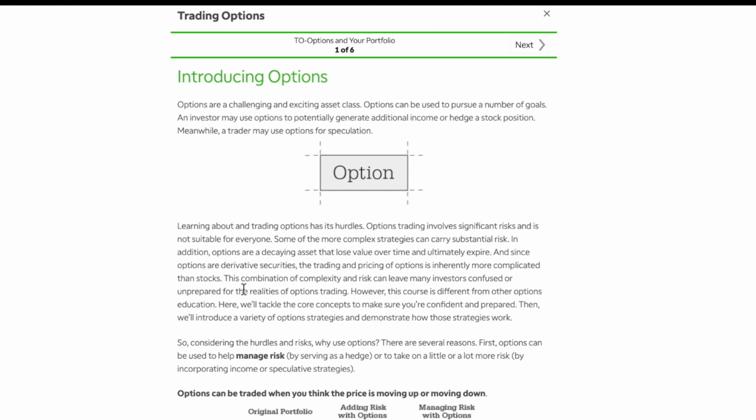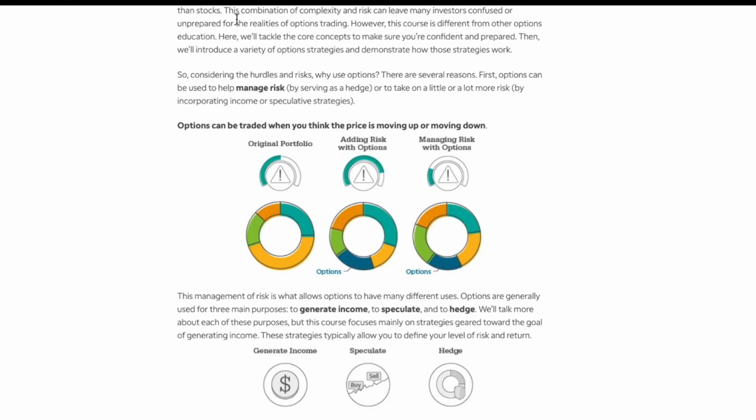And options are also a derivative security. So stocks are a security, and a derivative security means that it relies on something else. While if you're trading stocks, you see the price, you understand this is the price of the stock. When you see options, the pricing is a lot more complicated because there's a lot of factors at play, including the price of the stock and other extrinsic factors. It's confusing. So this is also another reason why you shouldn't just jump into it without understanding what you're getting yourself into. Let's move on. This combination of complexity and risk can leave many investors confused or unprepared for the realities of options trading.